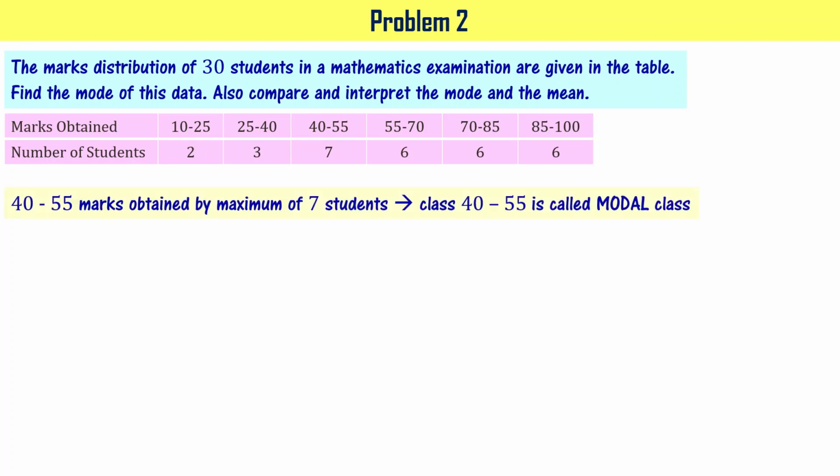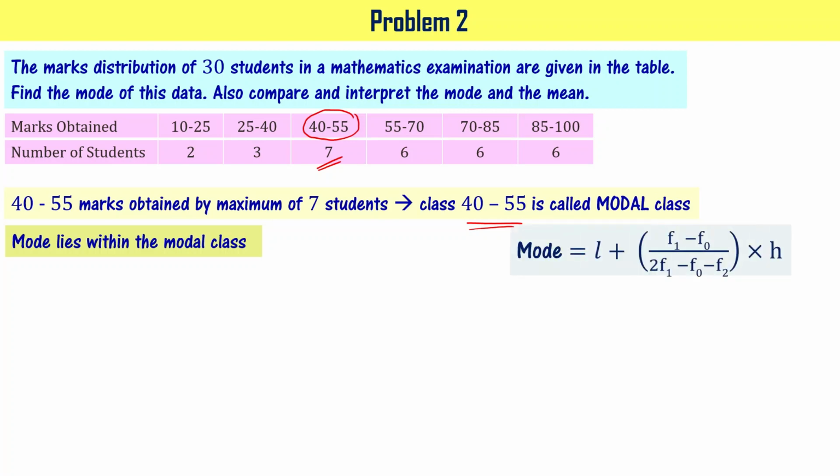As you see here, the 40 to 55 class has the maximum number of students. The frequency is high for this particular class. That's why we say that the 40 to 55 class is the modal class. And we know that the mode lies within the modal class, so the mode can be any number between 40 and 55. For obtaining that, we have the formula L plus (f1 minus f0) divided by (2 times f1 minus f0 minus f2), times h.